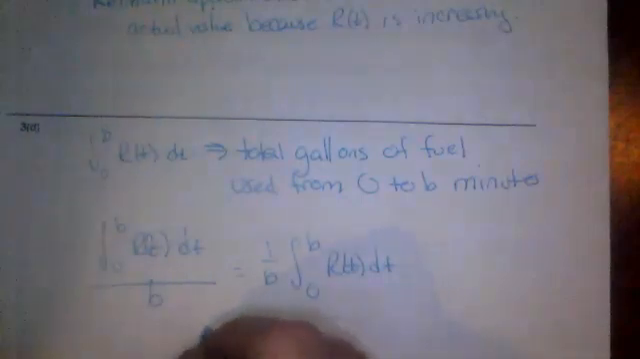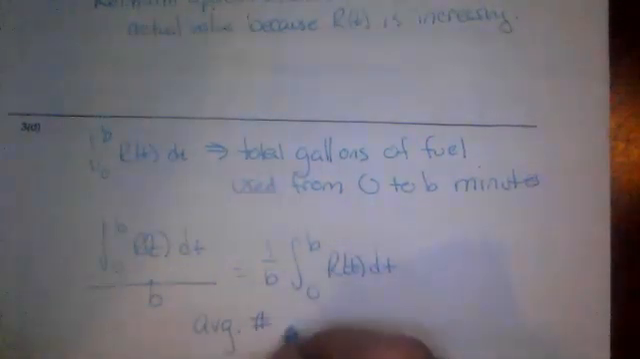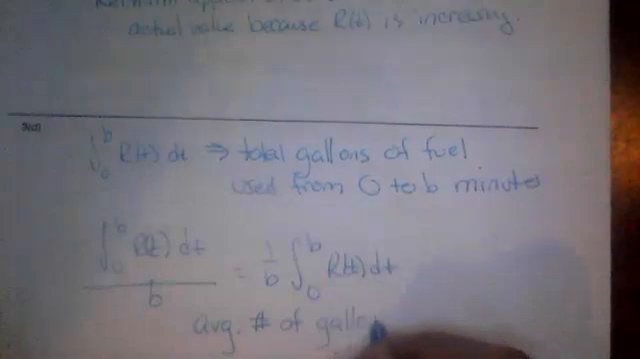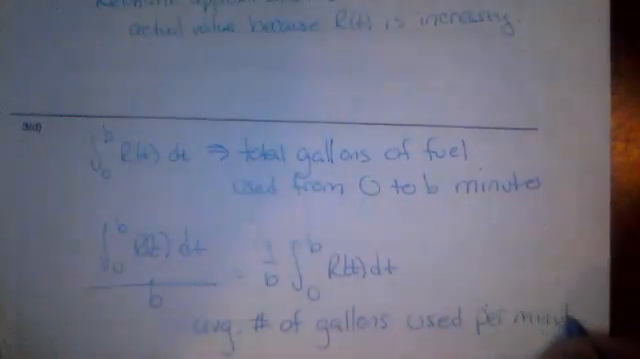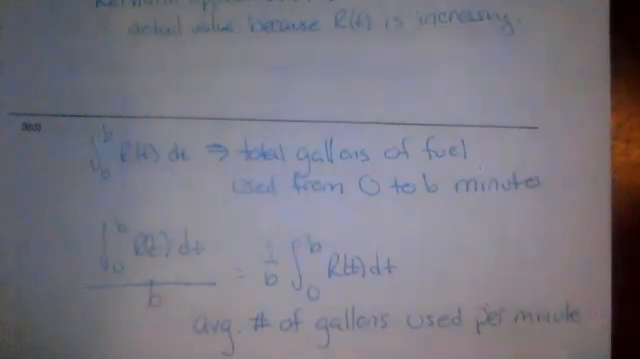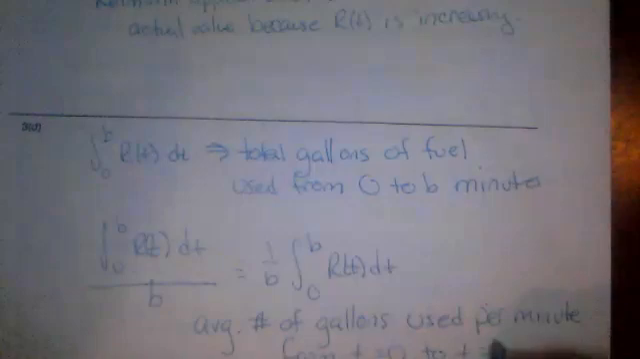So this thing gives me the average number of gallons used, in this case per minute, because that was what was in our chart, from t equals 0 to t equals b. Now, they gave us our units of time. They gave us our rate in gallons per minute. That's how I know that it's gallons in minutes.